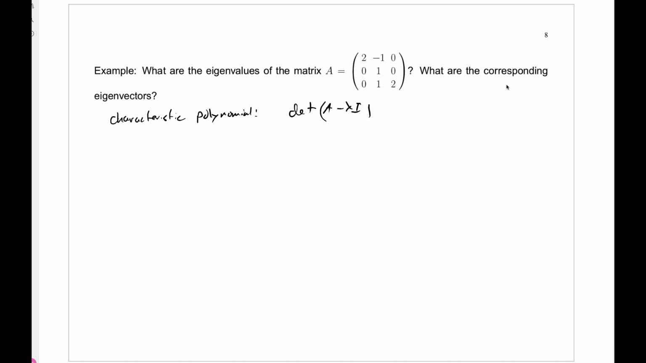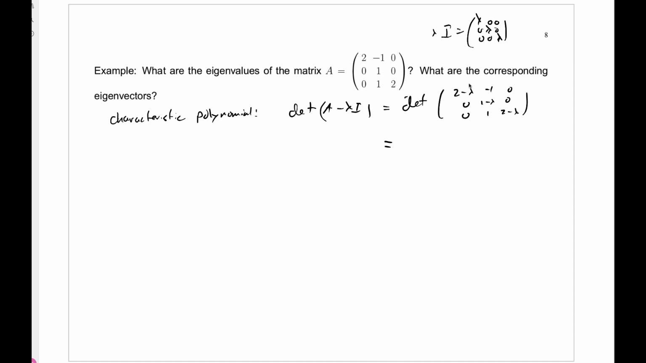Of course, here, the identity is just this matrix, 1, 0, 0, 0, 1, 0, 0, 0, 1. So lambda I is that times lambda, which is just what you get when you have lambdas down the diagonal. And A minus lambda I is the matrix 2 minus lambda, -1, 0, 0, 1 minus lambda, 0, and 0, 1, 2 minus lambda. And we can compute that determinant in the way that we've already learned here.